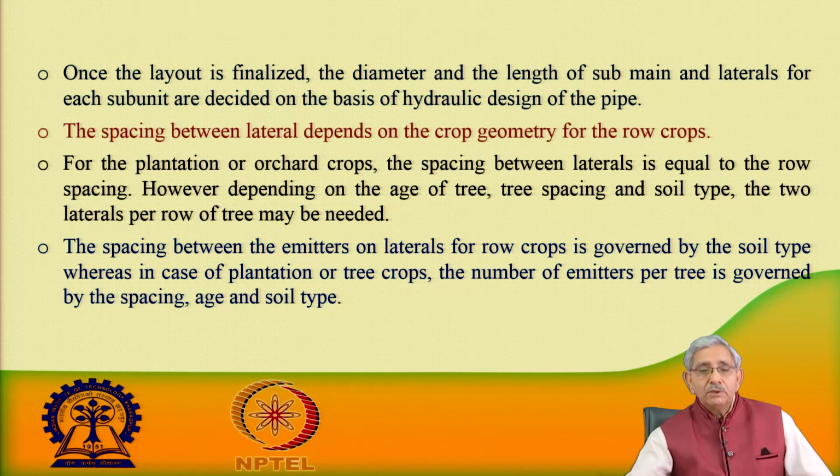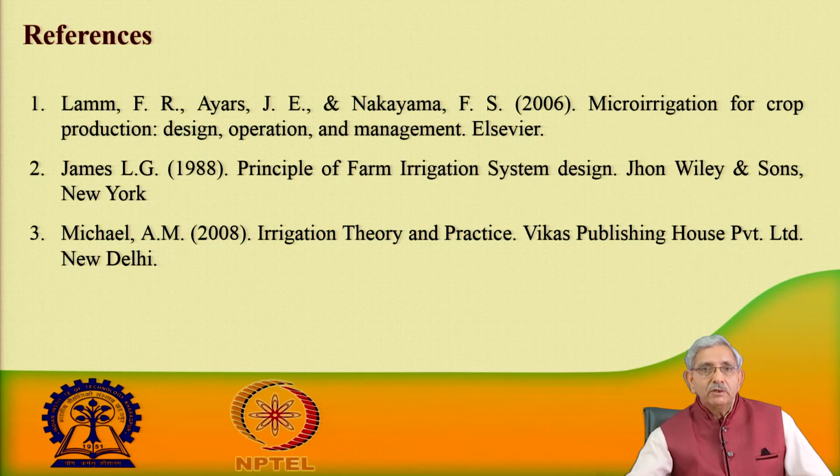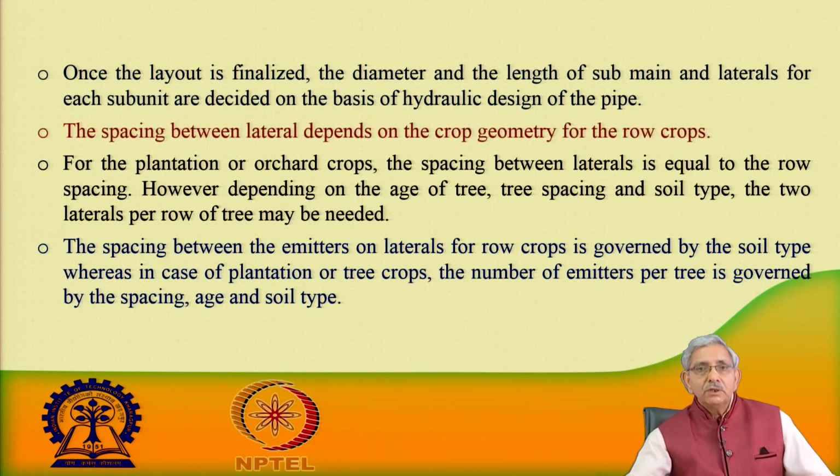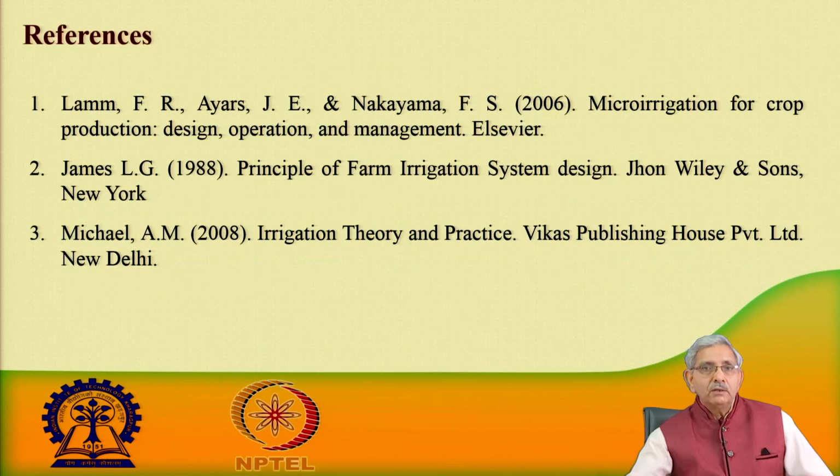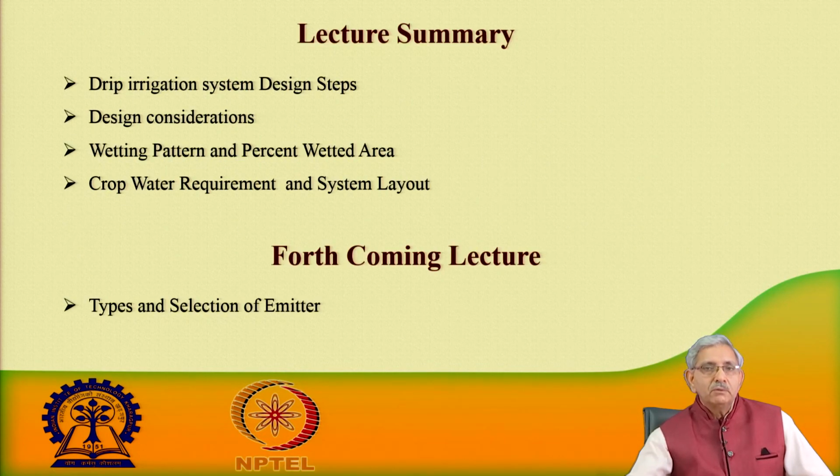Also, one thing I want to tell here: yes, the emitter is important, but when it is a very closely growing crop, then instead of simply giving one or two drippers, it is better to use a micro sprinkler, so that wetting can be done, particularly for close growing crops. So, we discussed all these topics. Now, you can have more details on this particular topic by referring to these books. This is a very important book which we can have. Then you can have Larry G. James's book and Michael A.M.'s book. These books you can refer to for more details.